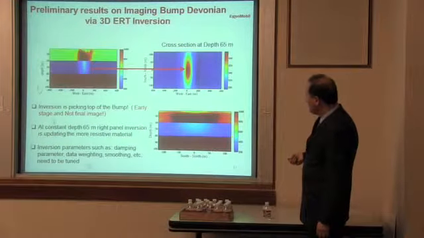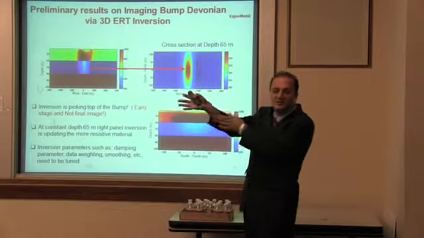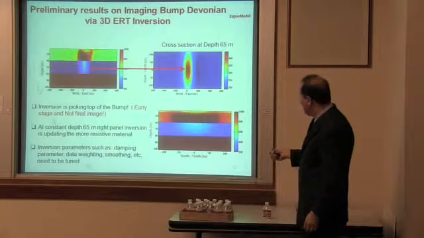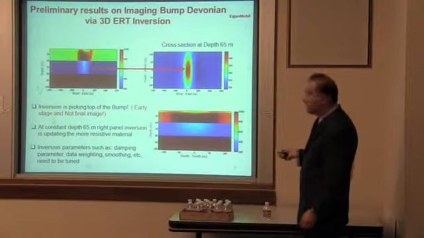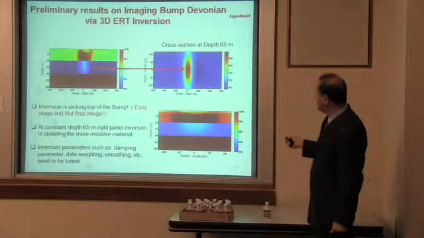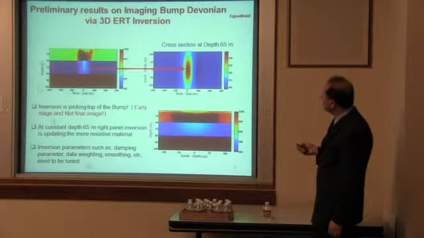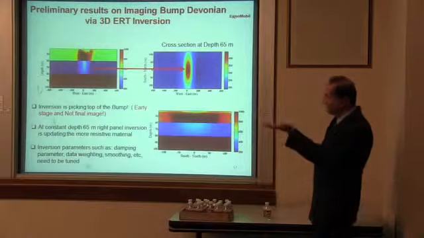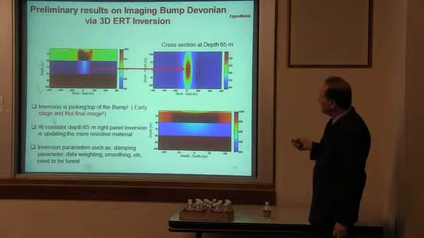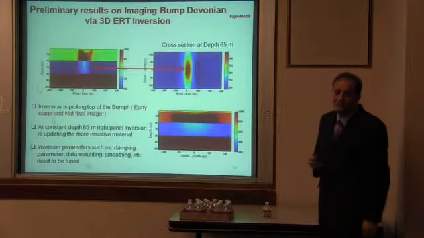If you look at this cross section, you can see that the strike looks like a rectangle. By the way, the red shows where you have the high resistive materials, so the color coding goes like that. And when we look at this cross section at the depth of 65 meters, we could see that the code is picking up the high resistive materials.